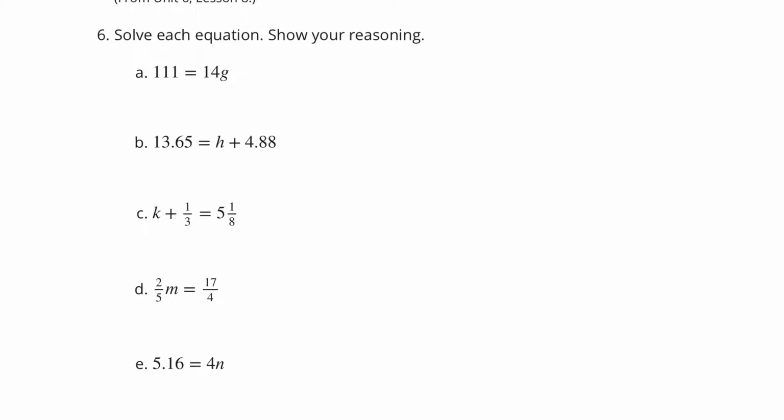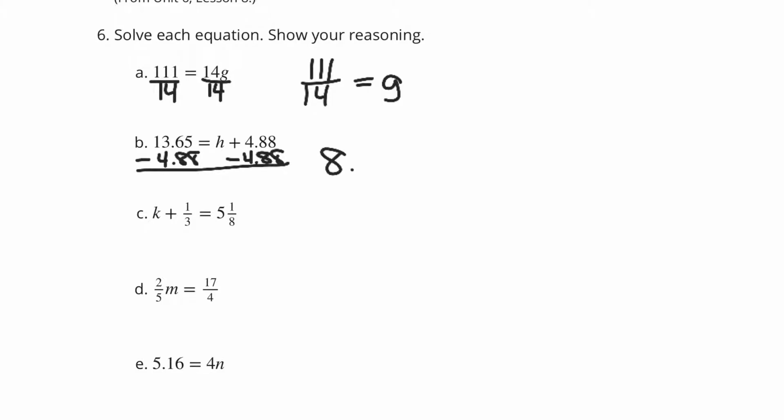All right, well, let's divide by 14 here. And so we get 111 over 14 is equal to g, or some equivalent to that. Here, if we subtract 4 and 88/100ths on both sides, if you were to subtract this out, you get 8 and 77/100ths equals h.